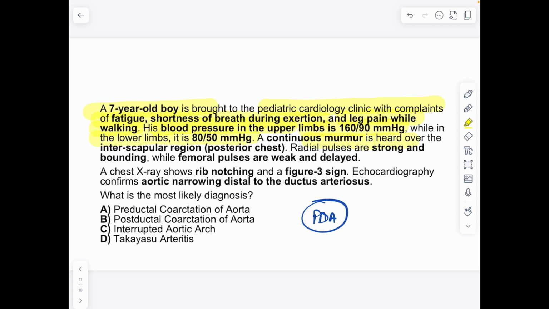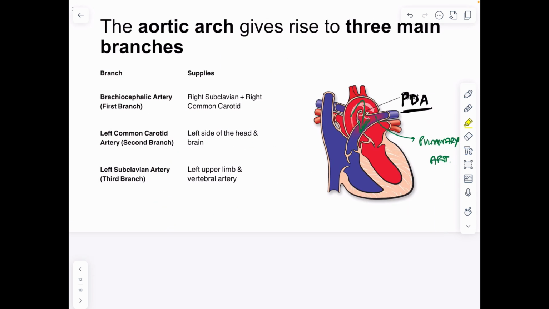A continuous murmur is heard over the interscapular region. The radial pulses are strong and bounding, while the femoral pulses are weak and delayed. A chest X-ray shows rib notching and figure of three sign, and on that basis, you have to identify what condition the patient is suffering from.